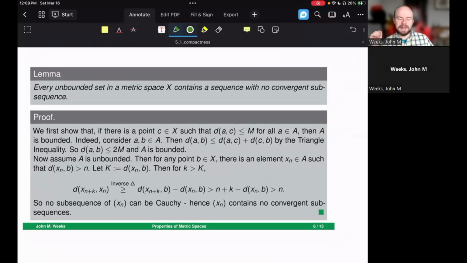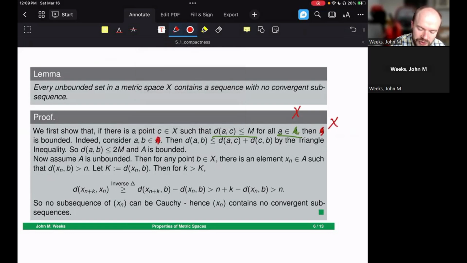We first show that if there exists a point C in this metric space X such that the distance from A to C is less than or equal to M for all values inside of our set. I have changed the name of my set. I need to change it back to X. So this needs to be X here. Let me go ahead and make these changes real quick while I talk about this.